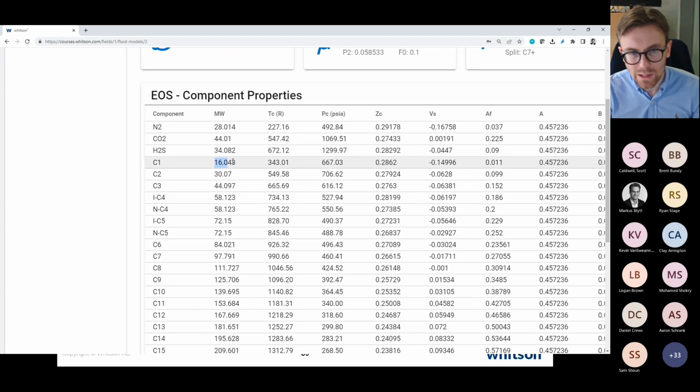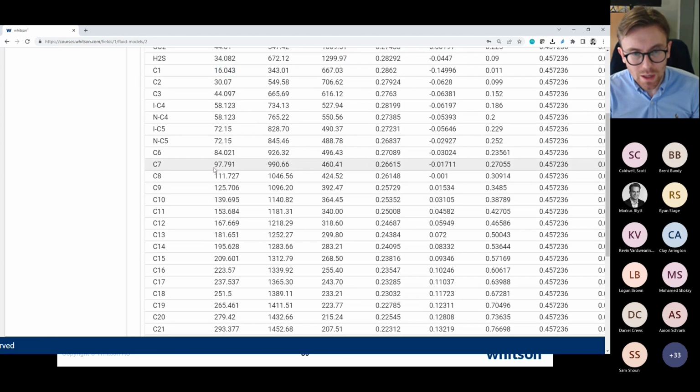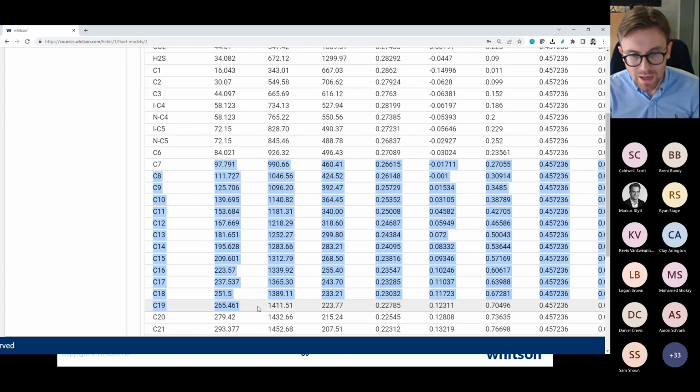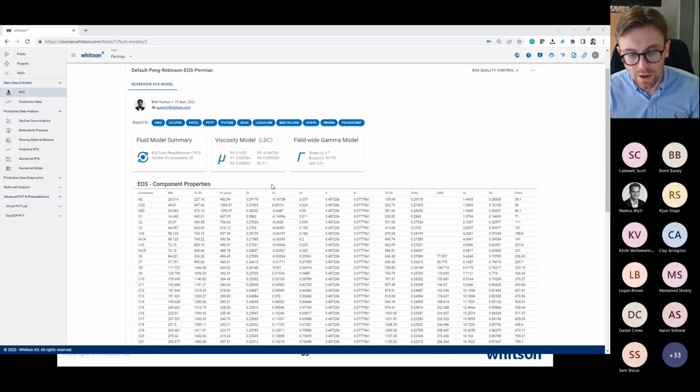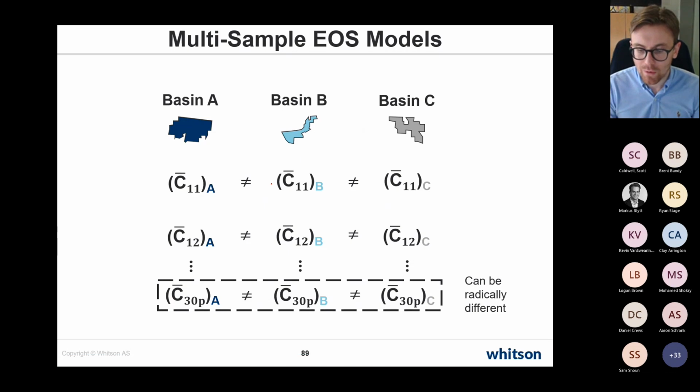We talked about this. Molecular weight of methane is always basically 16 grams per mole. But everything from here and up, all these properties must be estimated for every single basin that you work on, because they will be radically different depending on whether you're paraffinic or aromatic.